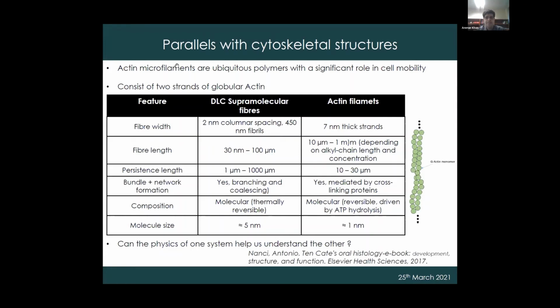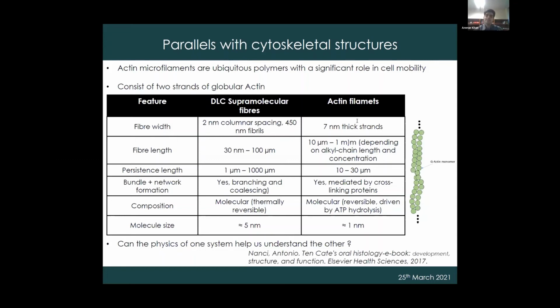Now, I'm not an expert in actin microfilaments, so I could get this wrong, but I still think it's a fascinating system. So I want to draw some parallels here and explore this further. The molecular columns I spoke about have a column-to-column spacing of about 2 nanometers. And if you make a gel out of them in a solvent, then you get fibers of about 450 nanometers.